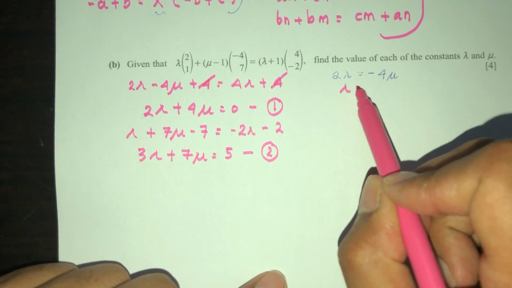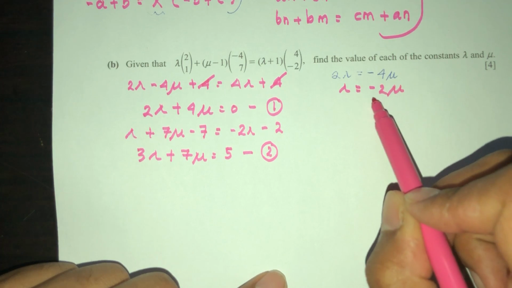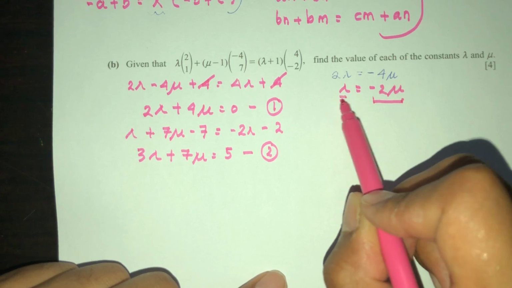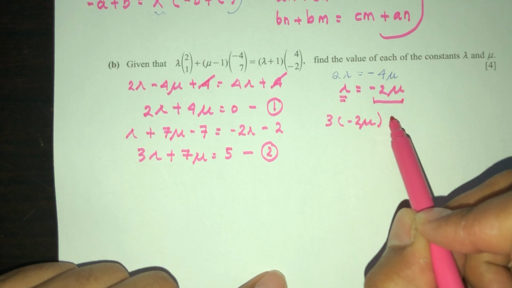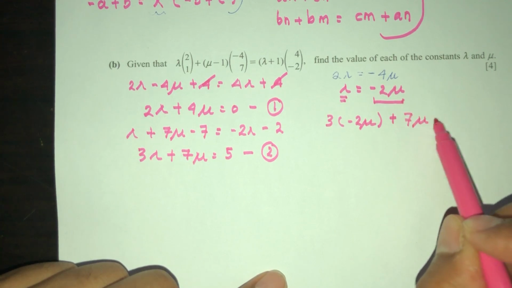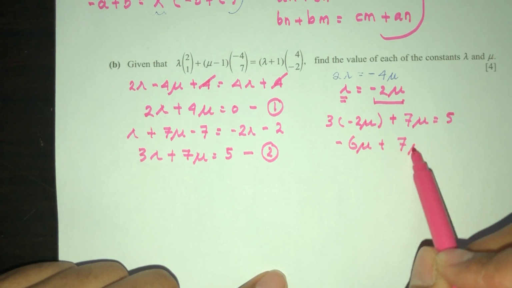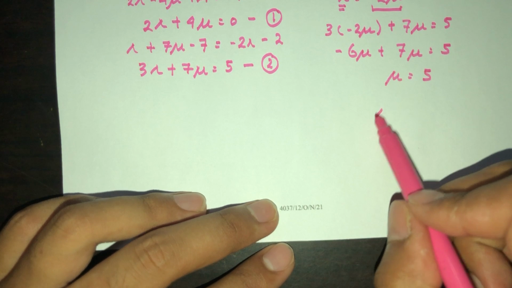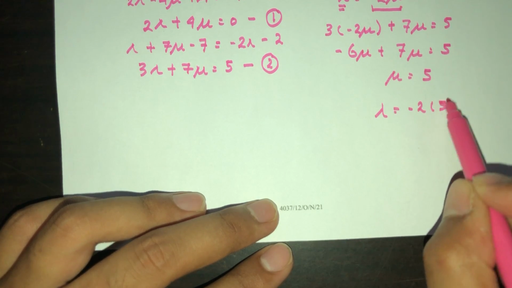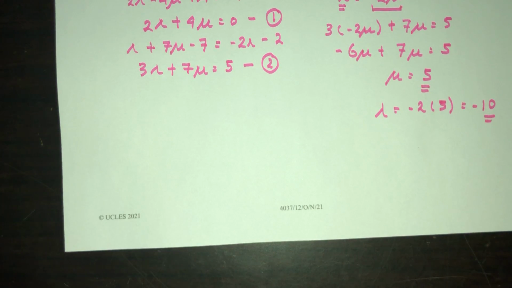So lambda is equal to minus 2 mu. Right? This is the value of lambda. So we place back in here. You have 3 times lambda, which is minus 2 mu, plus 7 mu is equal to the value of 5. So minus 6 mu plus 7 mu is equal to 5. So finally, mu is equal to the value of 5. Now lambda is equal to minus 2 times mu is equal to minus 10. This is minus 10, this is 5. So these are the 2 values that we need to find for this question, number 7.